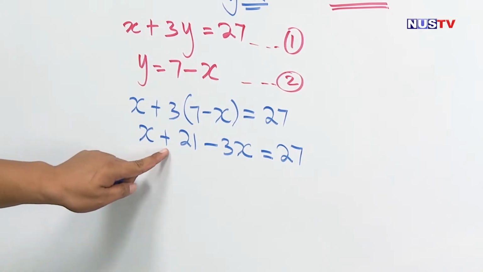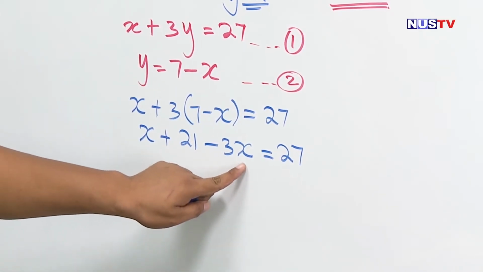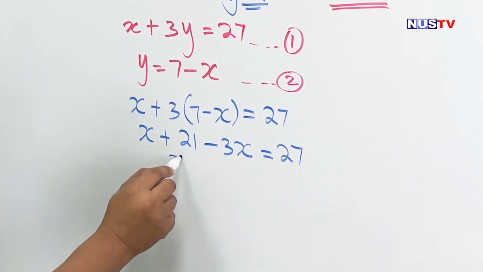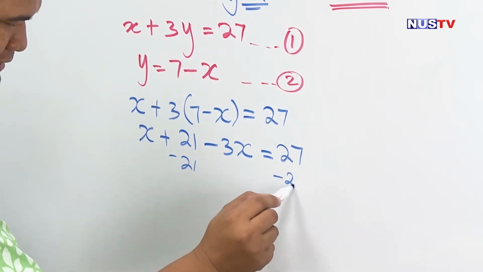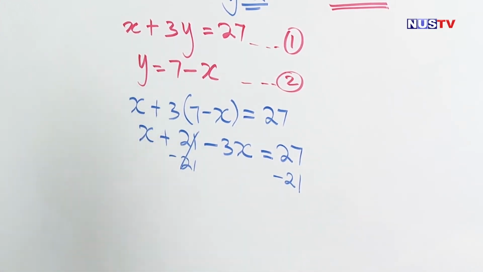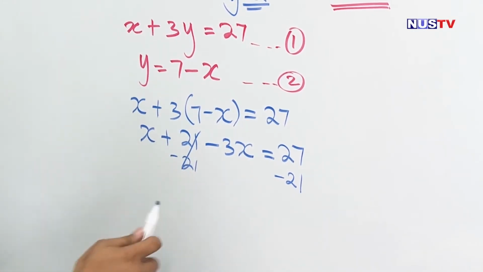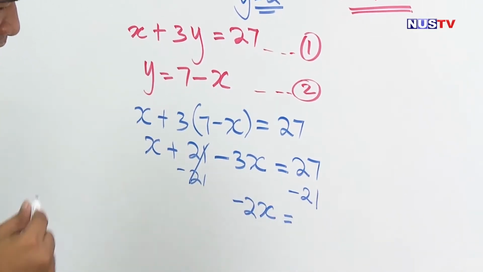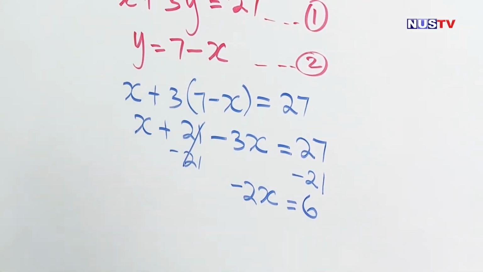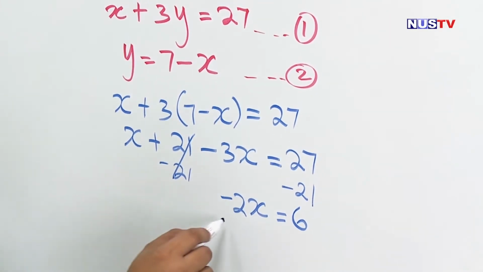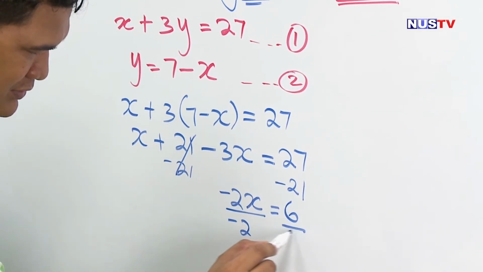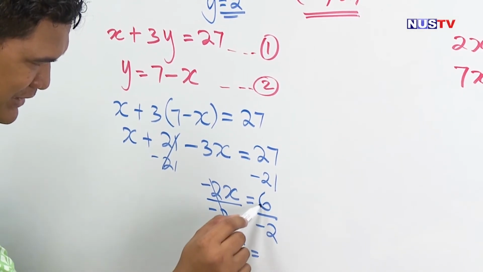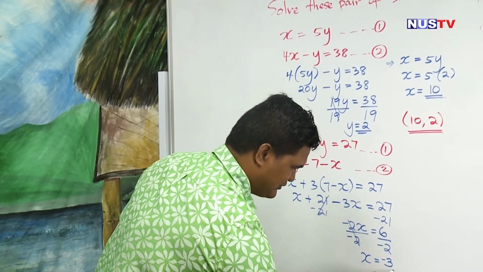Now we have x plus 21 minus 3x, and that will be equal to 27. So let's subtract 21 from both sides. So this one will cancel out. So x minus 3x will be negative 2x, and 27 minus 21 will be positive 6. Dividing both sides by negative 2 will give us the value of x. 6 divided by negative 2, the answer will be negative 3.